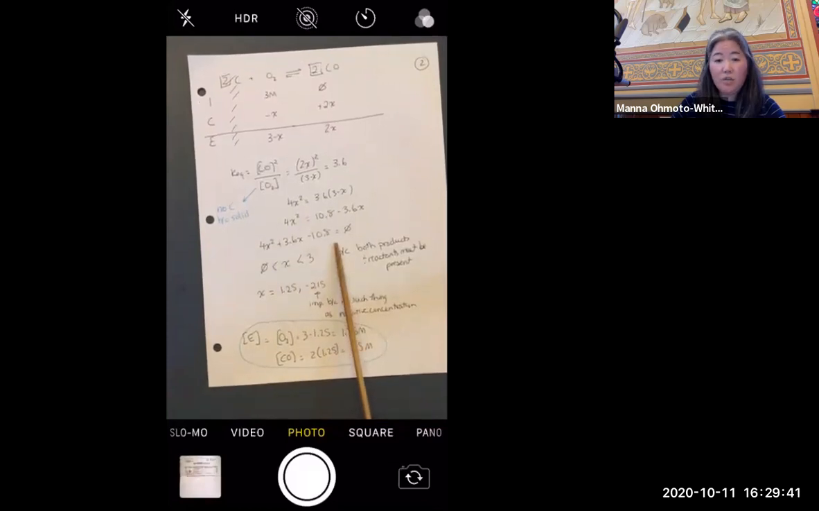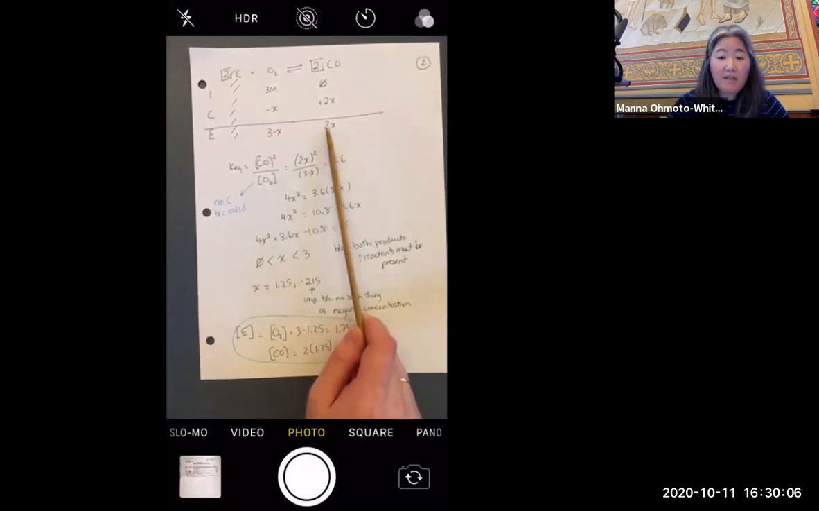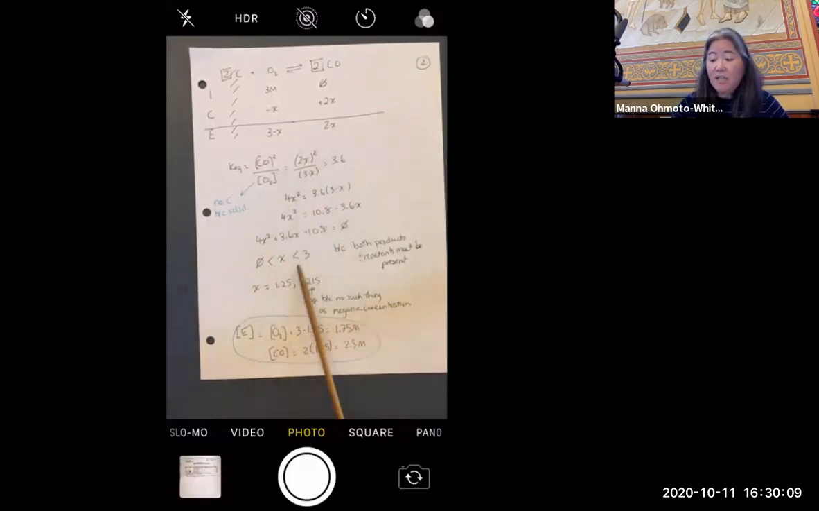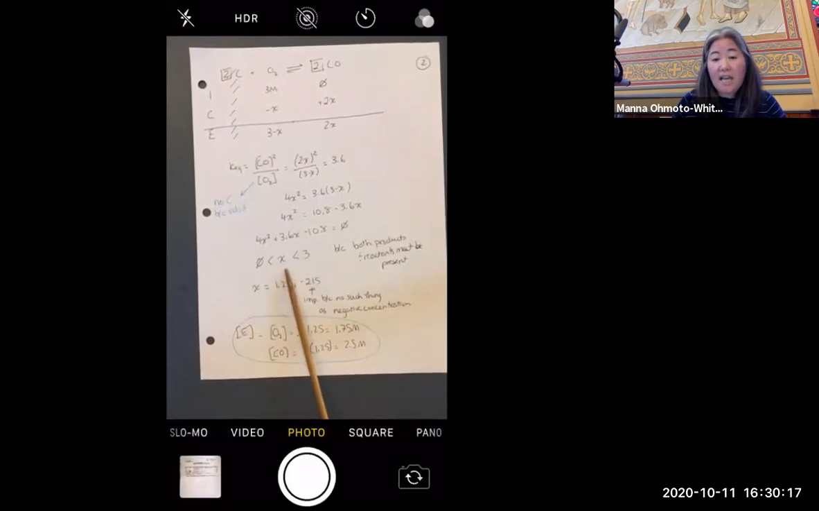I have a quadratic. One thing that's important to remember is that if I have something at equilibrium, I have to have both products and reactants present. That's one of the criteria of a system being at equilibrium. So that helps me define what my X values have to be in reality. I have to have an X value greater than 0, because I have to have products present. And it has to be less than 3 because I can't subtract more than what I have of my oxygen gas. So my X has to be somewhere between 0 and 3.